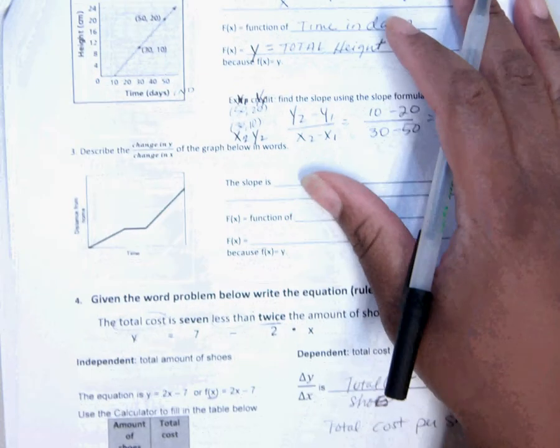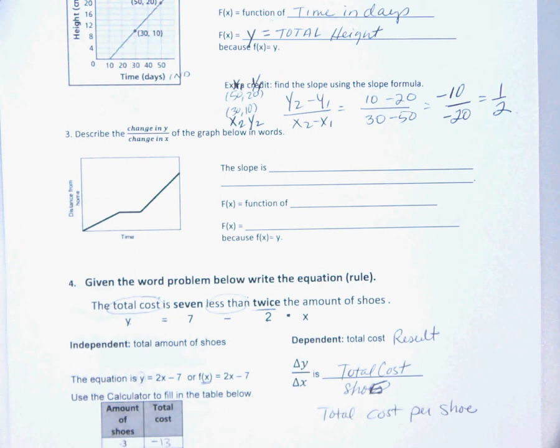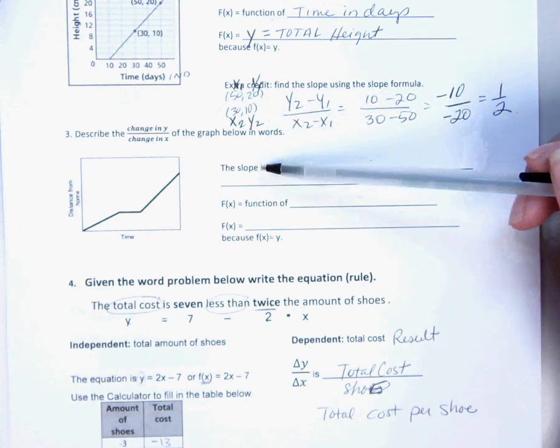This is what you should be doing in class. I want to go over it for those that watch it prior to coming to class. Number 3, when you get here, you should find the slope in words.